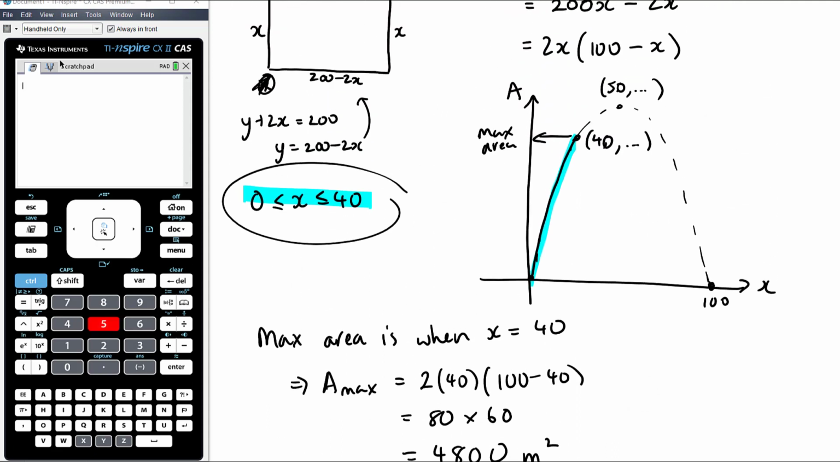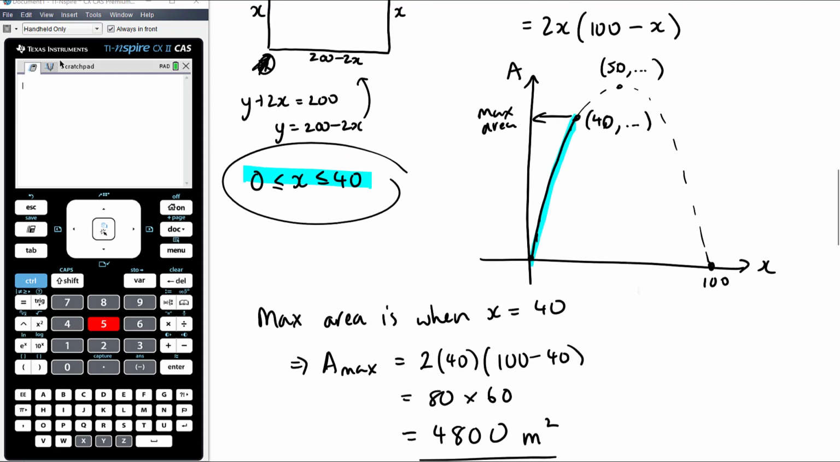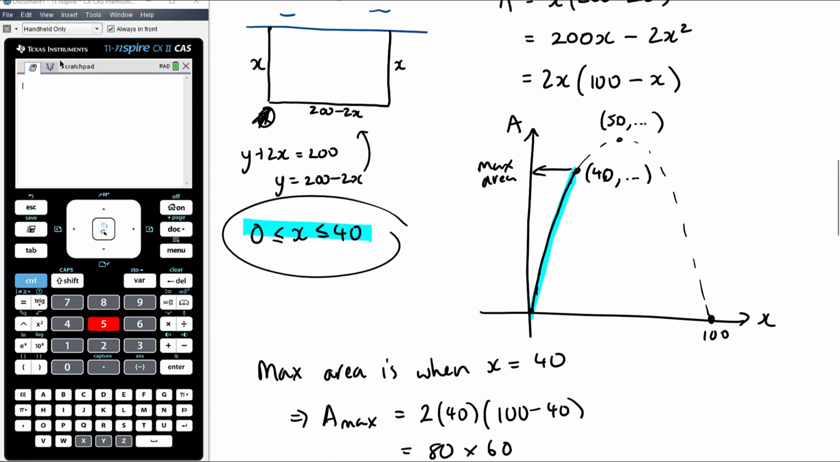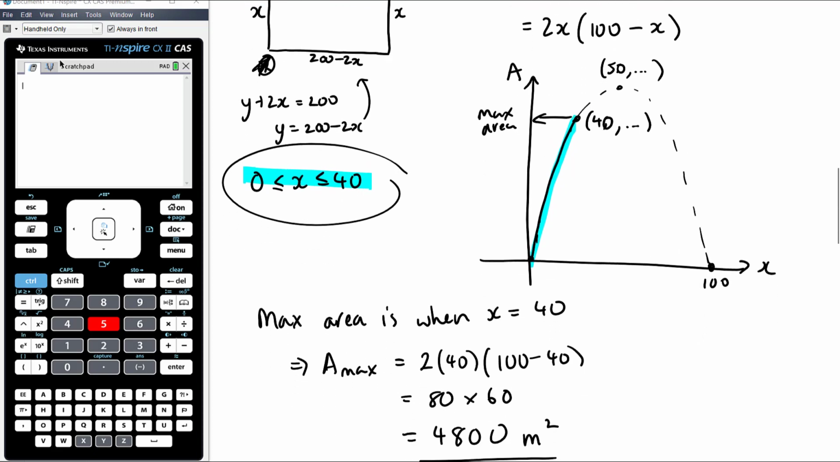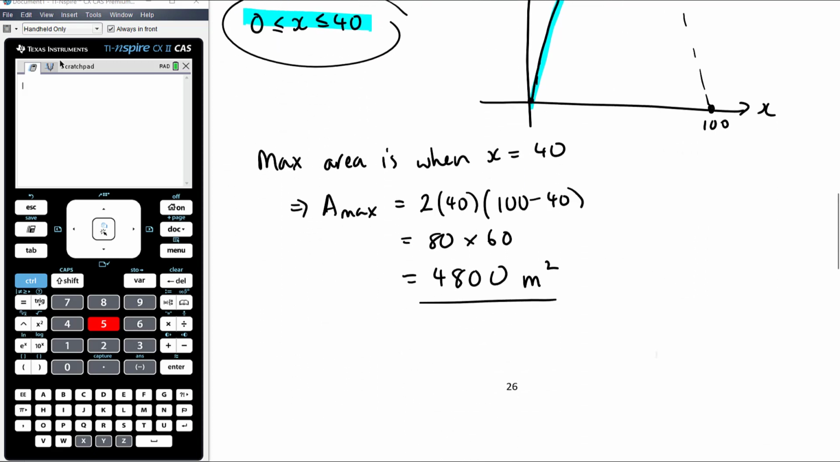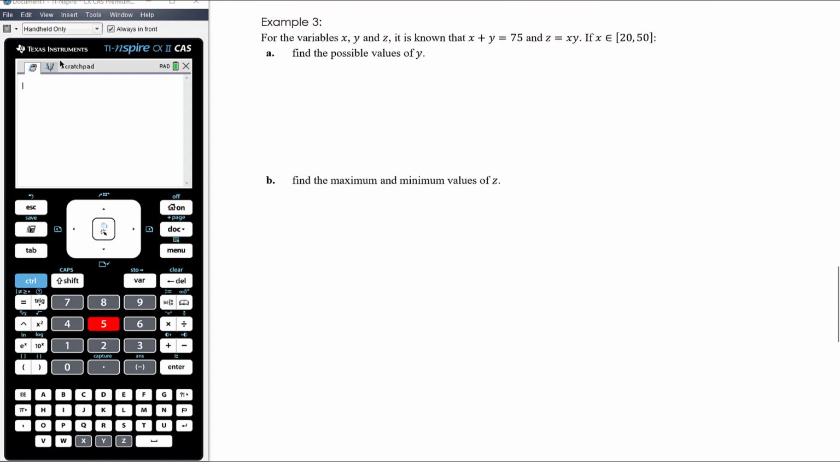Apologies, I think I just said it'd be 40 by 60 meters. It won't be 40 by 60. If x was 40, the other dimension would be 200 minus 2 times 40, which is 200 minus 80, which is 120. So the actual dimensions of the paddock are 120 by 40, which is also where our 4,800 comes from.